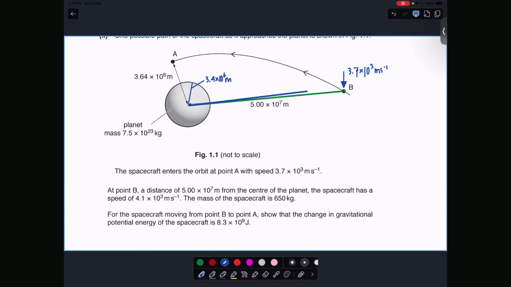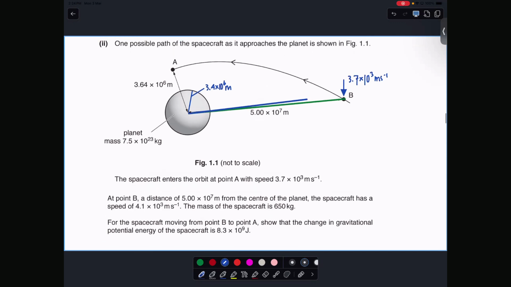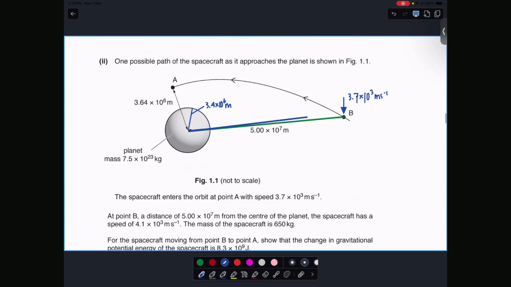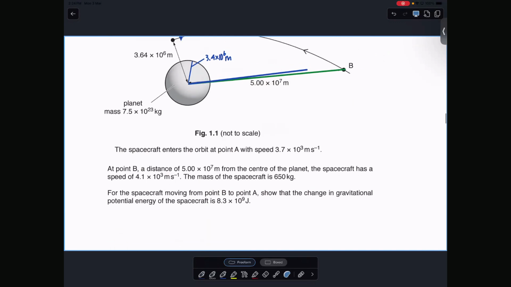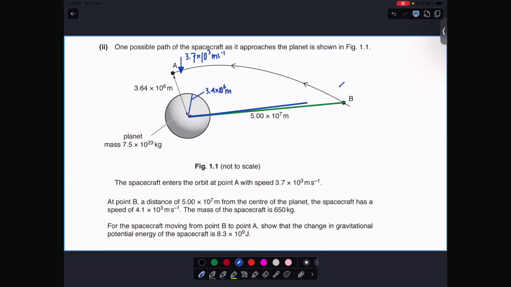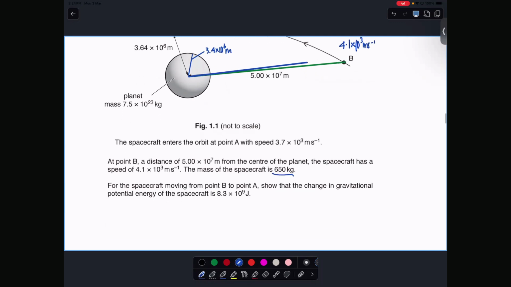At point B, the distance is given, and the spacecraft has a speed of 4.1 into 10 to the power 3 meter per second at B. The mass of the spacecraft is 650 kilograms.